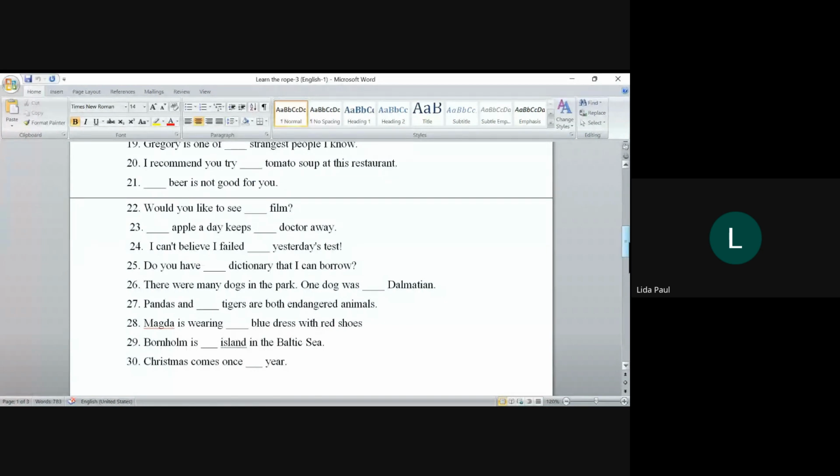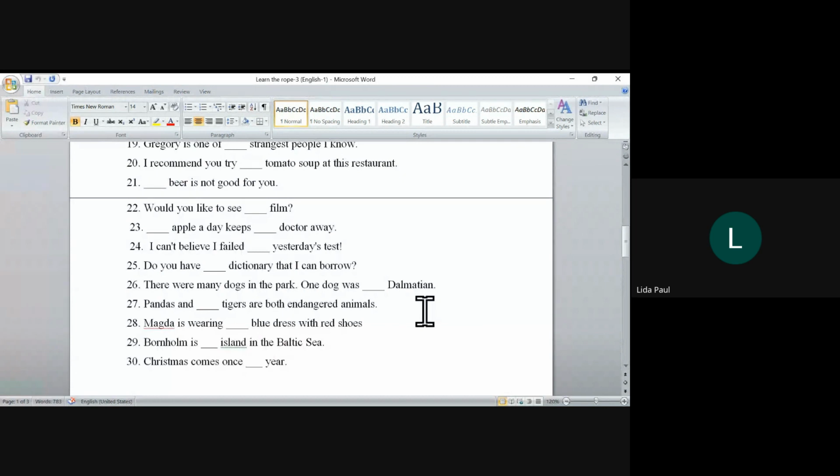Okay. All right. Let's go through these also and finish. It's already really late. This one we have already seen. Number 24: I can't believe I failed dash yesterday's test. No article, ma'am. I can't believe I failed yesterday's test. Okay, no article required.